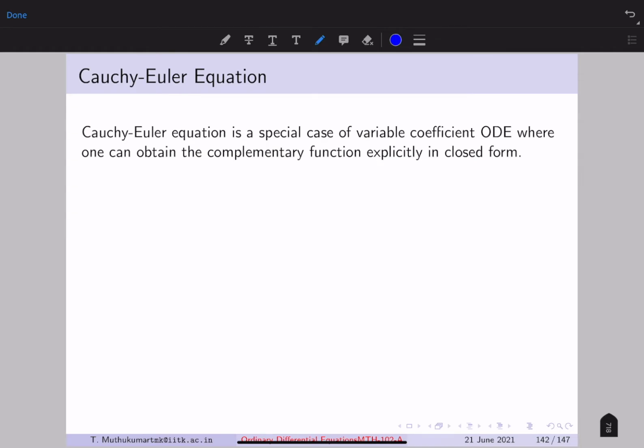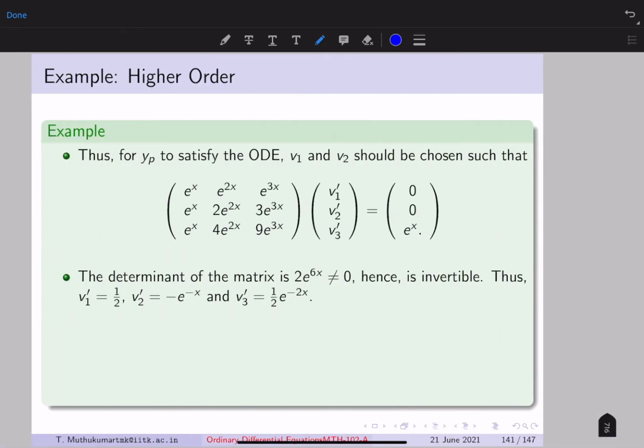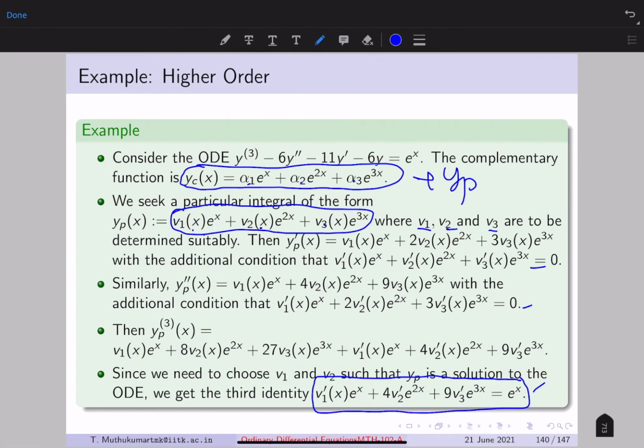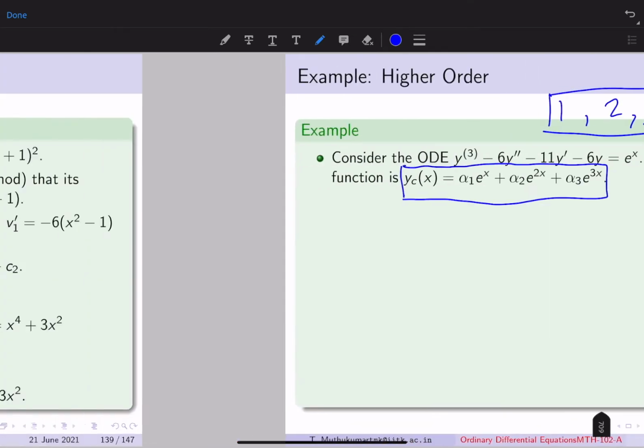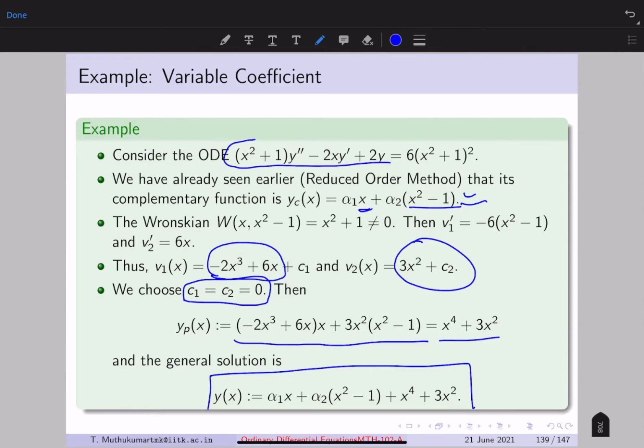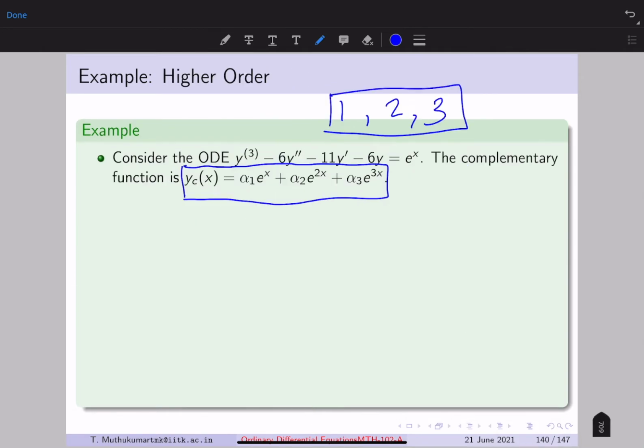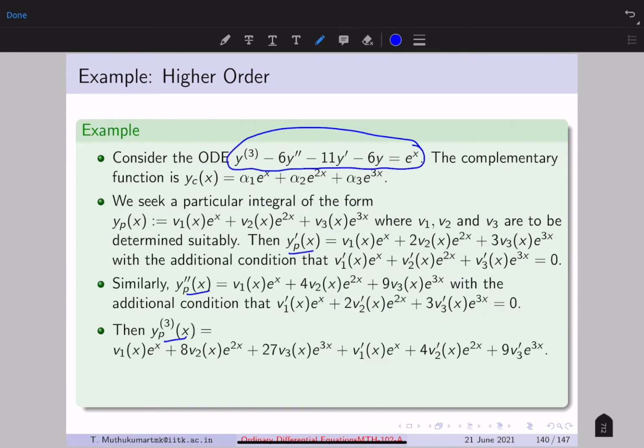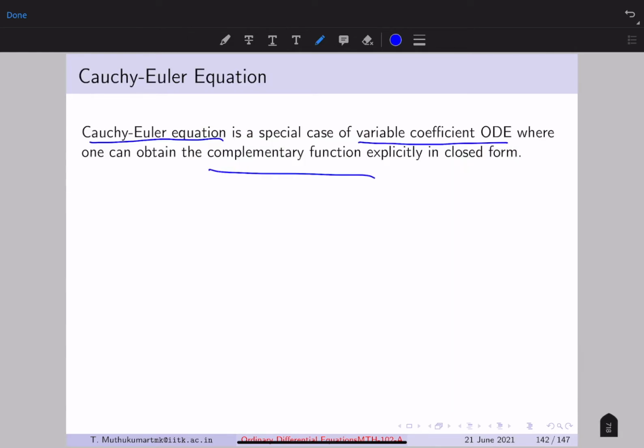So now let's introduce a special case of a variable coefficient ODE, which is called the Cauchy-Euler equation. Okay, and in this form again you can compute the complementary function easily and so on. Like for instance, the example before this one, this one. This was a variable coefficient. Here you just had an already used technique to find the two linearly independent solutions. So in general, you don't have a technique for variable coefficient ODEs, even if it's linear, right? Whereas now, for the Cauchy-Euler equation, things become easier, though they are variable coefficients.